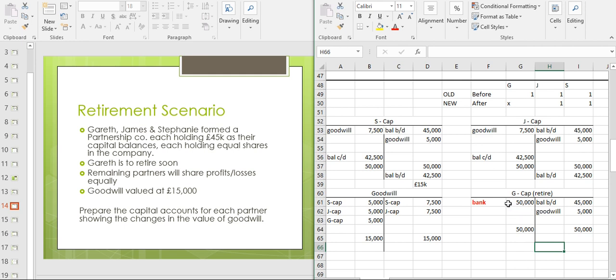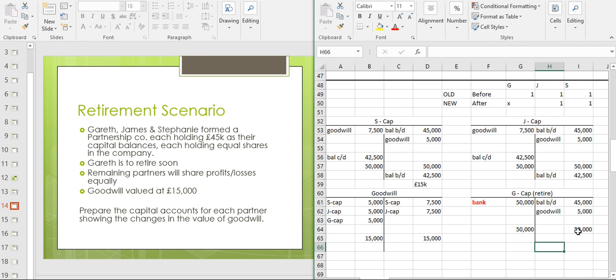He takes home 50k. Okay, now when a partner retires, obviously some of you might have been expecting that I write balance carried down. I'm not writing balance carried down because he is leaving. There is nothing to carry forward. He is going to take his cash with him, and he's going to leave the partnership. There is nothing that tells us in here other than that, so we are assuming he is taking his money with him and he's leaving the partnership.